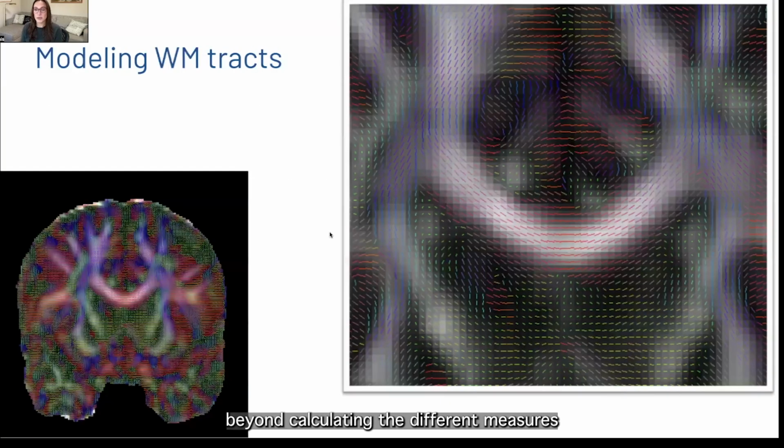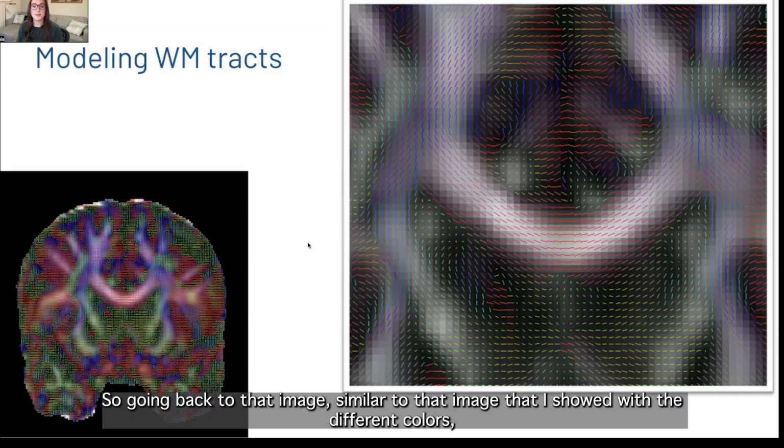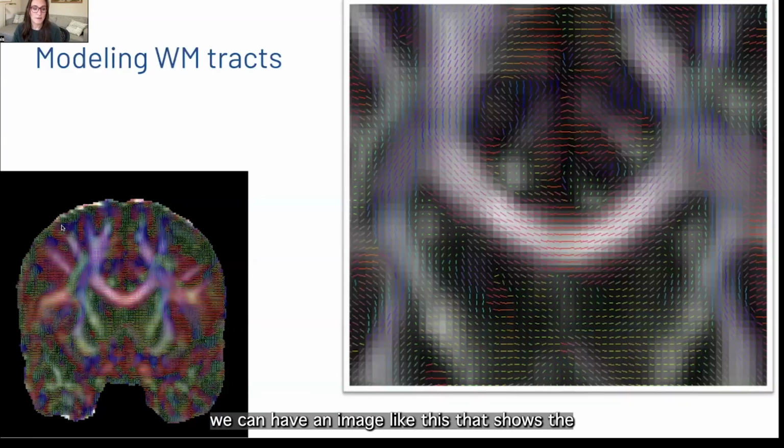So one of the other things that we can do beyond calculating the different measures of white matter organization is we can model the white matter tracts. Similar to that image that I showed with the different colors, we can have an image like this that shows the primary direction of diffusion in these colors. For each of these voxels, and a voxel in the brain is like a pixel in a picture, we can have these little lines that show the primary direction of diffusion. So here we're looking through the corpus callosum. And as I've mentioned multiple times, it's very coherent. There's not a whole lot of variation.